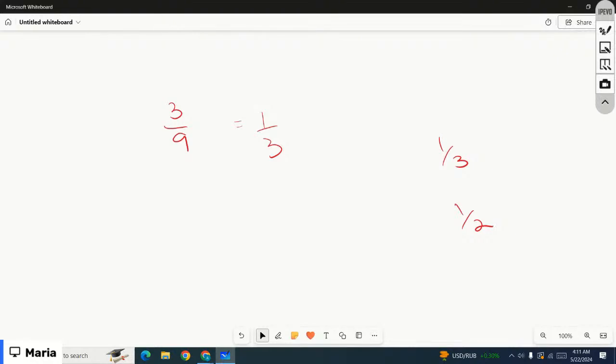Okay, now you have to find the equivalent fraction to 4 over 5. So, which is the correct option? You are given 6 over 7, 8 over 10. Which is the correct option?